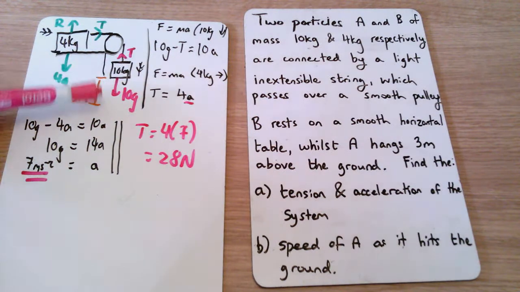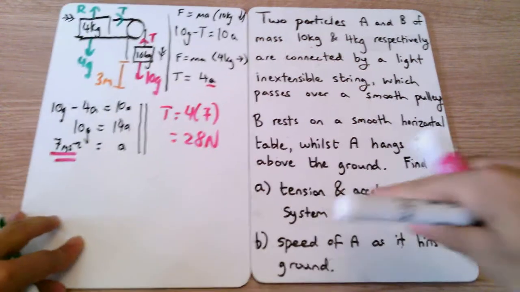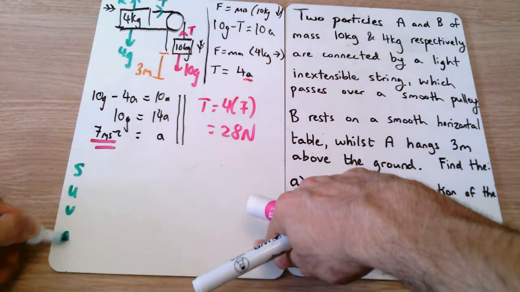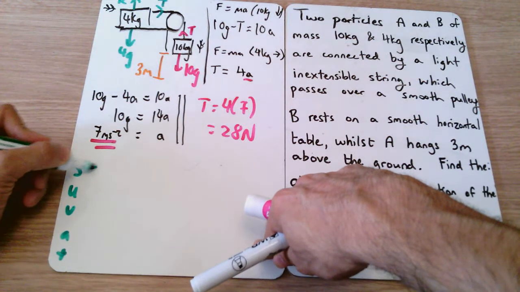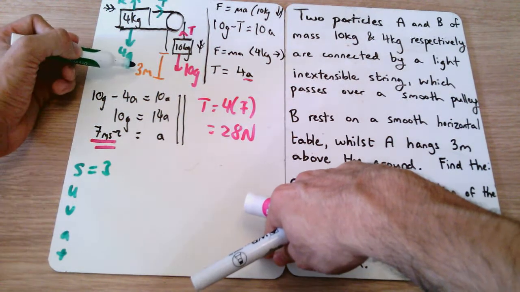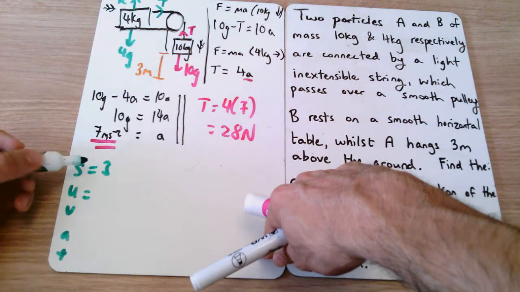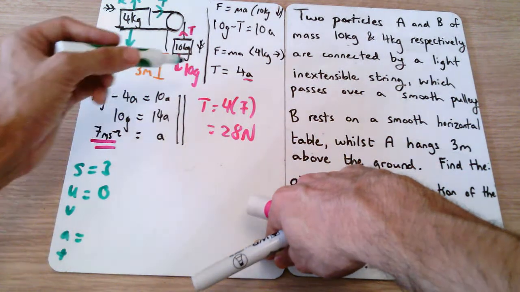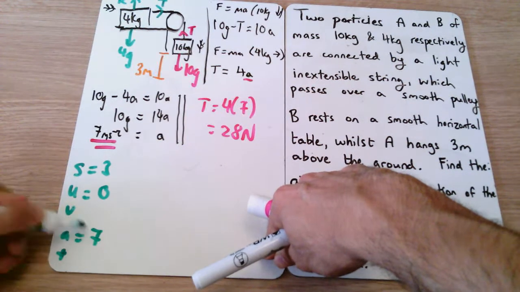It's going to travel for 3 meters. This becomes our SUVAT style question. So we need to incorporate our other SUVAT values, S, U, V, A, and T. We know the distance is 3 meters. The initial velocity, well, this is starting from rest, must be 0. And the acceleration we worked out previously as 7.